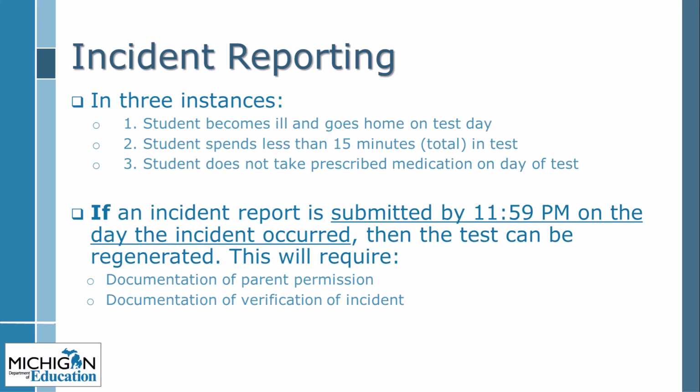So for all of these situations, you need documentation that the parent is providing permission to take the test again. This is required in any instance of a regeneration. Next, you need to submit verification of the incident. For students who become ill, this should typically be an attendance record indicating the student went home ill. For students who didn't take their medication, a statement from a teacher, staff member, or parent who has reason to know whether the student took their medication is sufficient.